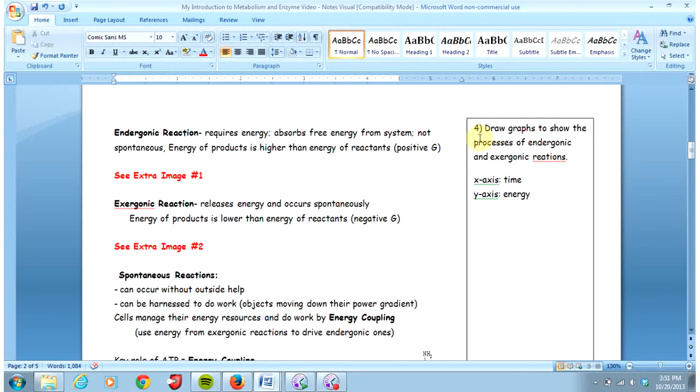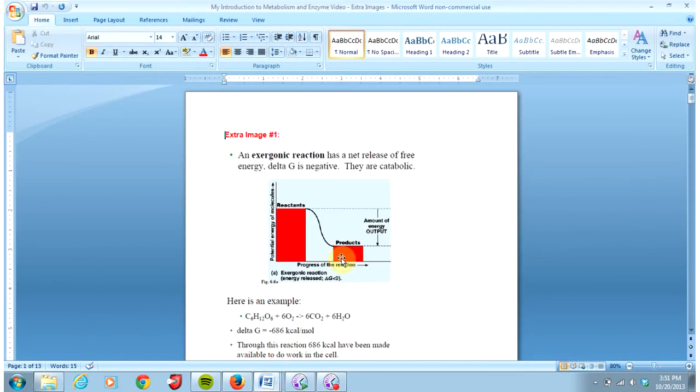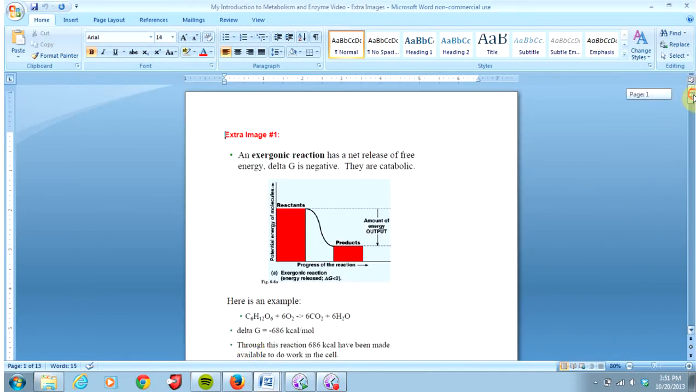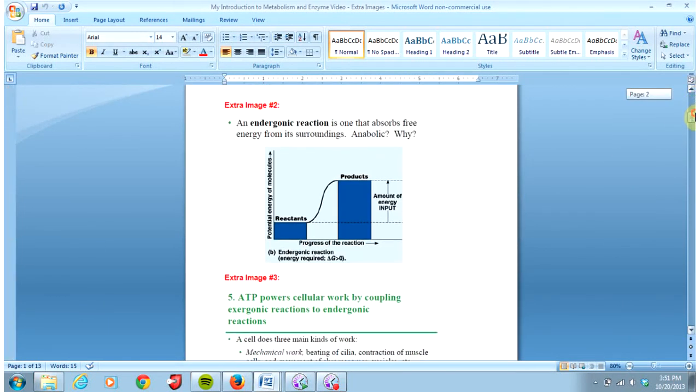In number 4, it asks you to draw graphs to show the process of endergonic versus exergonic reactions with time passing on your x-axis, going from your reactants to your products, and on your y-axis, measuring the change in free energy. What I'm talking about with those graphs is something like this. This is extra image number 1, and it's going to show, oh, you know what, I screwed it up. I put it backwards. So we're going to look at extra image number 2, which is an endergonic reaction.